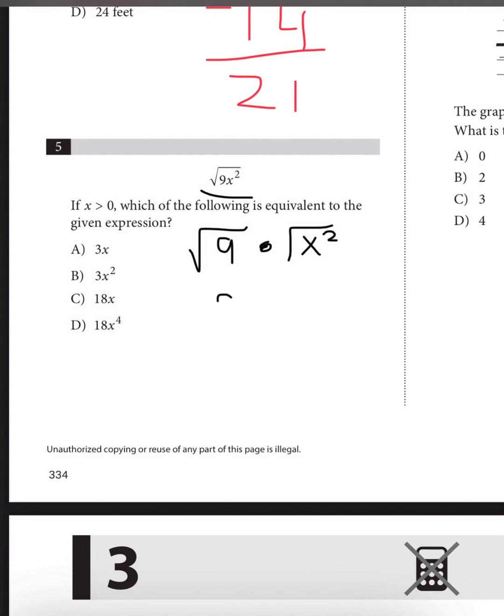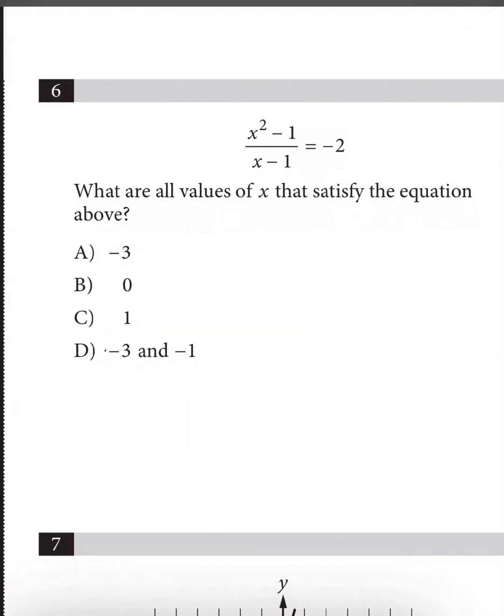The square root of 9 is 3, so we know that. So we know that 3 has to be in our answer, so we can mark off C and D. That's wrong. And then the square root of x squared is x. So all we have to do is multiply them together and we get 3x. So that's the answer. Now let's move on to question number 6.